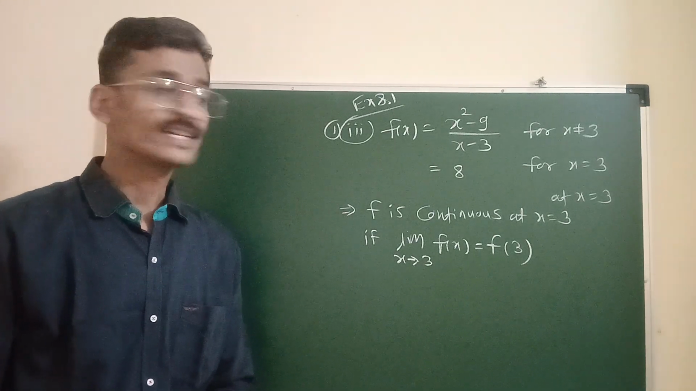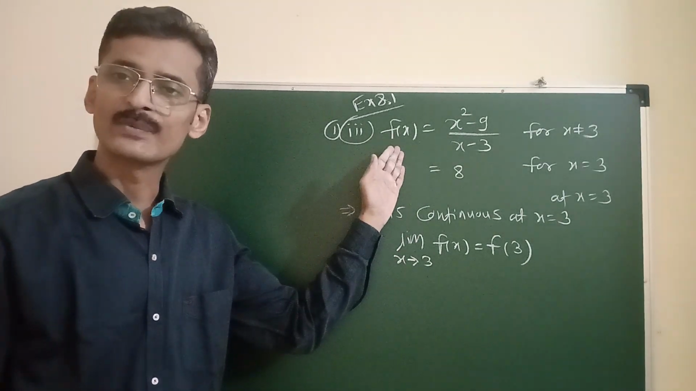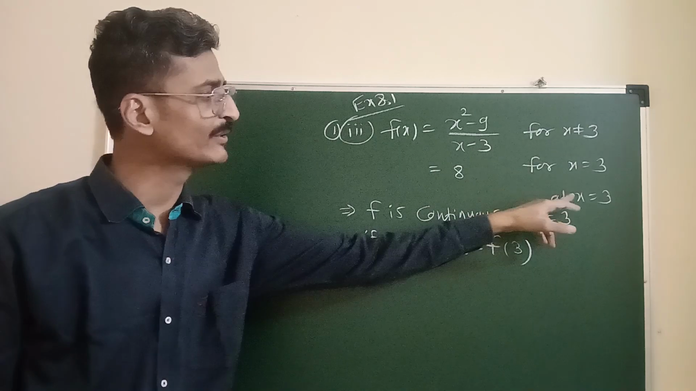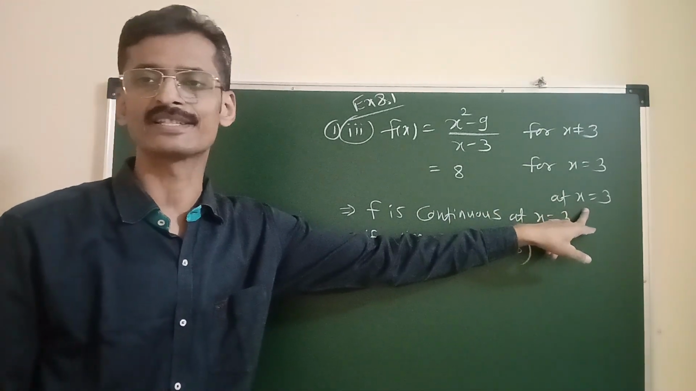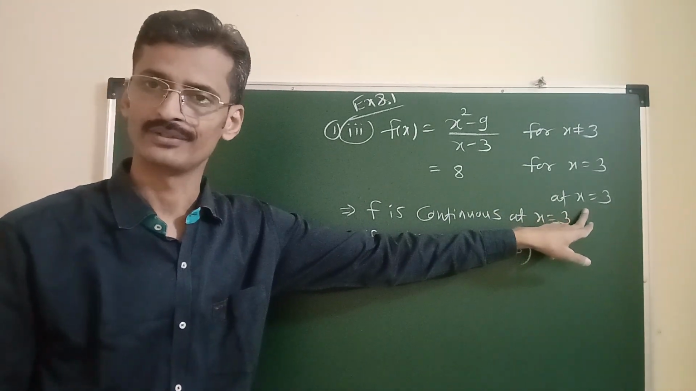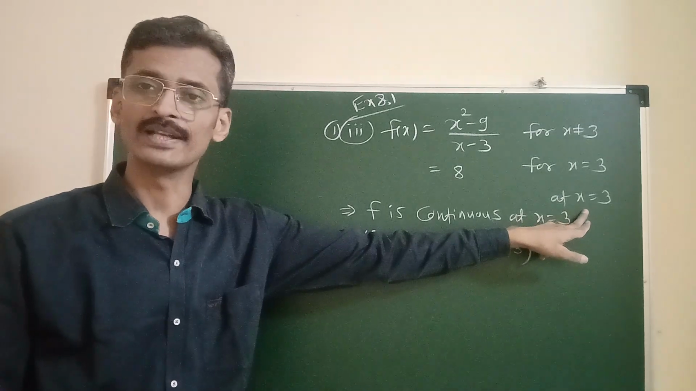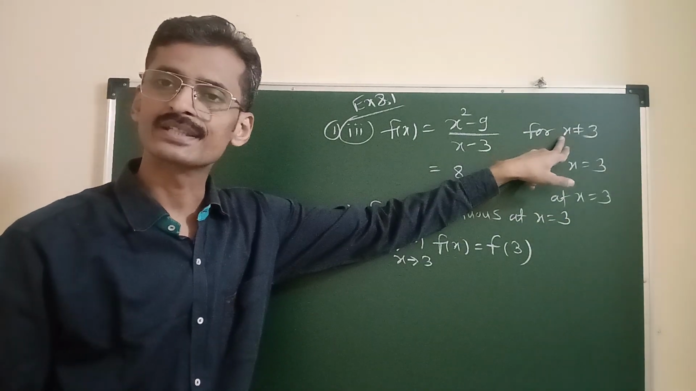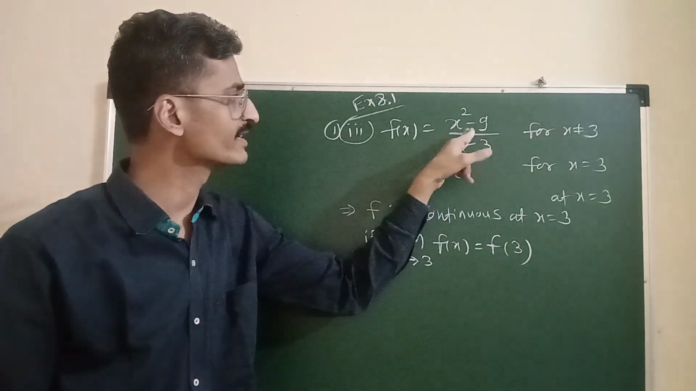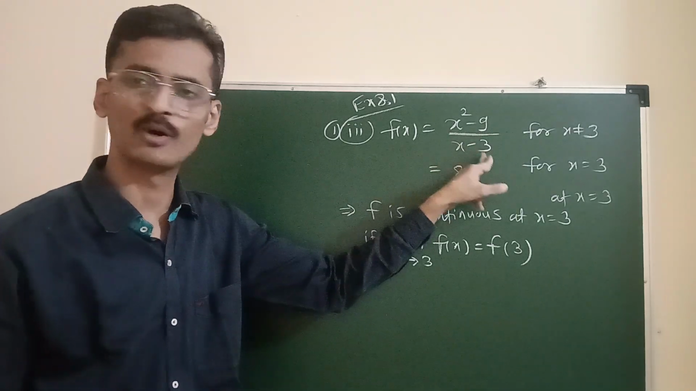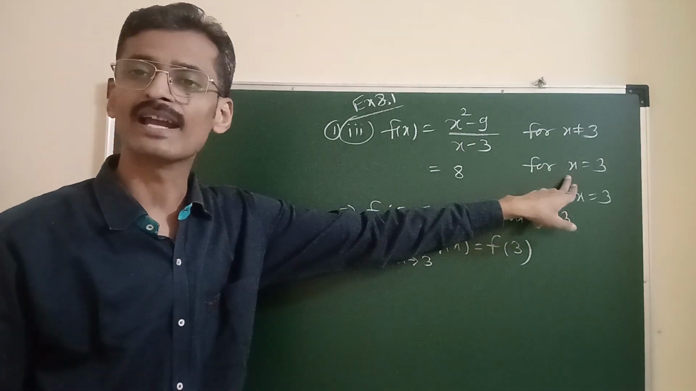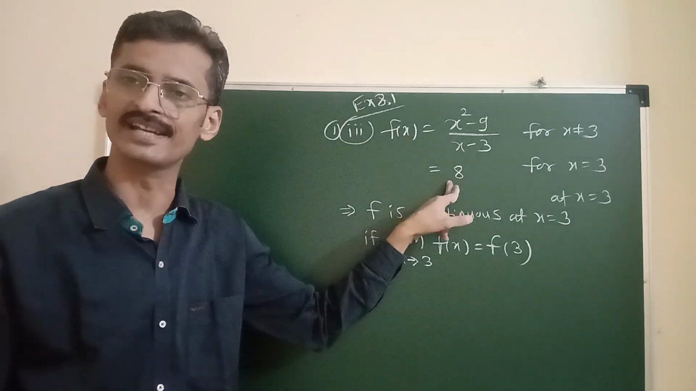Hello. Now the question is we have to check whether a given function is continuous at the given point x is equal to 3 or not. For that, the function is given in two parts. For x not equal to 3, the function is x square minus 9 upon x minus 3, and for x is equal to 3, the function is 8.